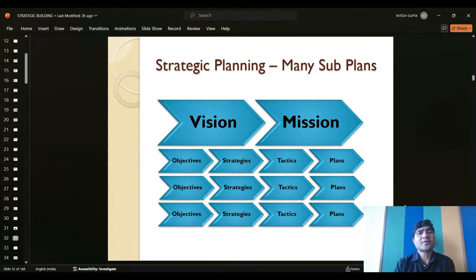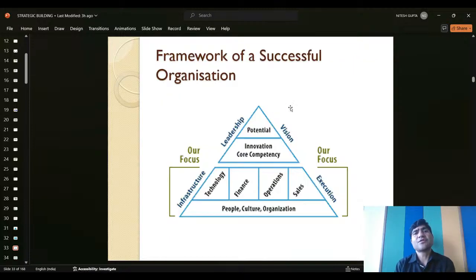Now, when you talk about strategic planning, many sub-plans are included under the vision and mission. So when you talk about vision, what is the objective, strategy, tactics, and plan? And likewise for the mission as well. So what is the framework of a successful organization? You can see this particular chart. The framework of the successful organization is the people, culture, and organization. It remains the fundamental of the organization.